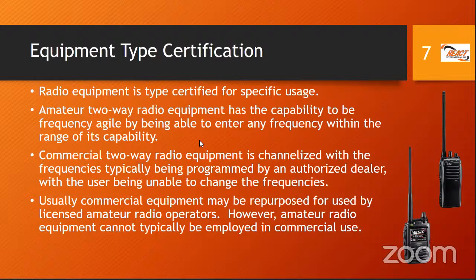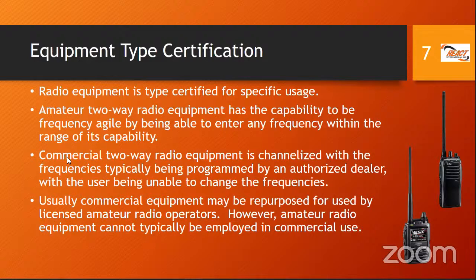And we say that amateur radio equipment has the capability to be frequency agile. You can punch in a frequency within its range of capability and you can receive and transmit there. So that's amateur radio, and therefore amateur radio equipment should not be used for commercial purposes, because those persons are not trained, and if they were to punch in a frequency or tune the VFO, as we call it, they may go to a frequency and cause harmful interference. So amateur radio equipment really is for licensed amateur radio operators.